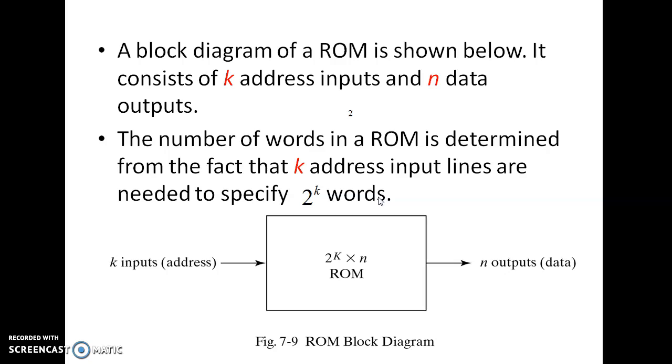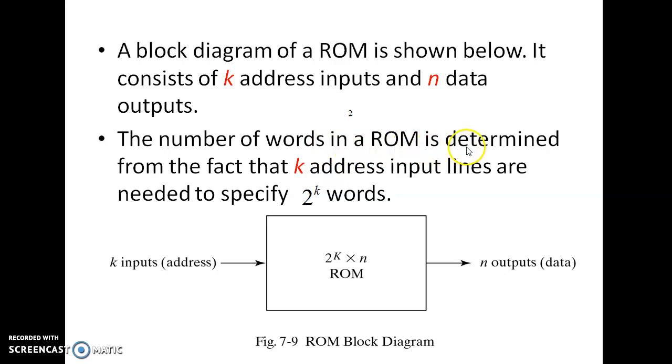How many address inputs does it have? It has k address inputs. And how many outputs does it have? It has n outputs. And what is the size of the ROM? It is 2 power k into n. This is very, very important. If it has k input addresses and n outputs, the size of the ROM is 2 power k cross n.